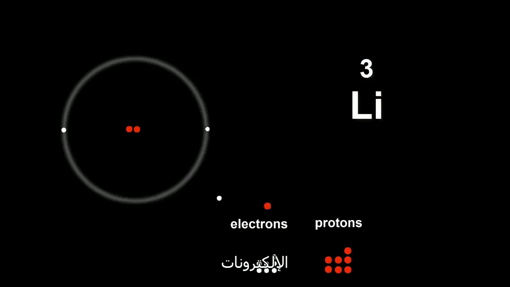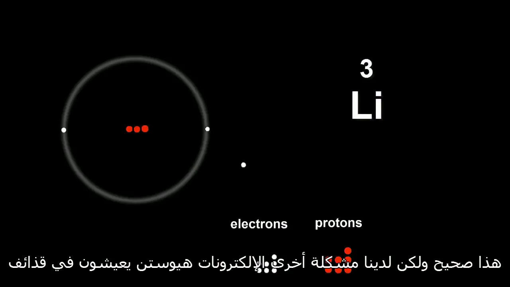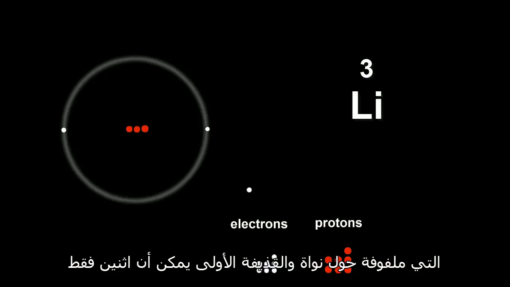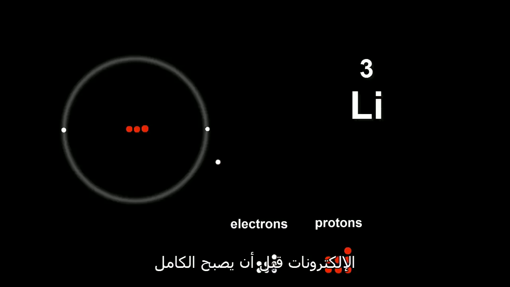How do we make the third atom, lithium? How about with 3 protons and 3 electrons? That's correct. But we've got another problem, Houston. Electrons live in shells that are wrapped around the nucleus, and the first shell can take only 2 electrons before it becomes full.